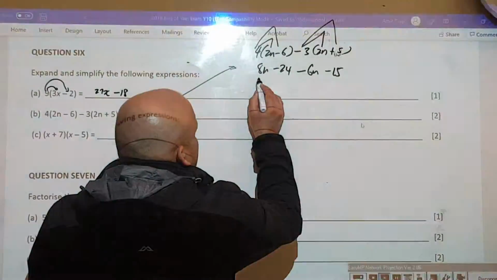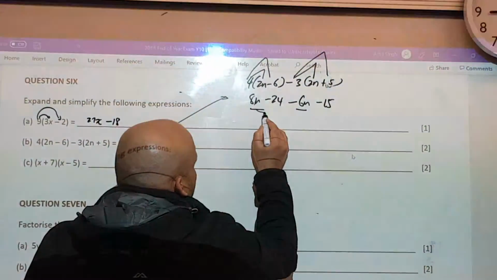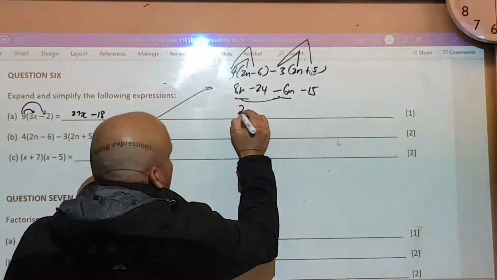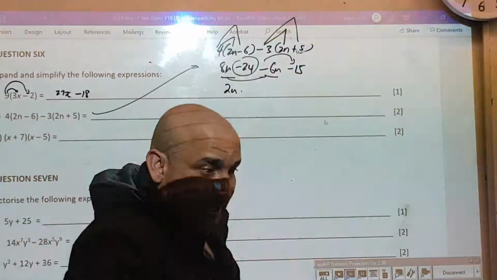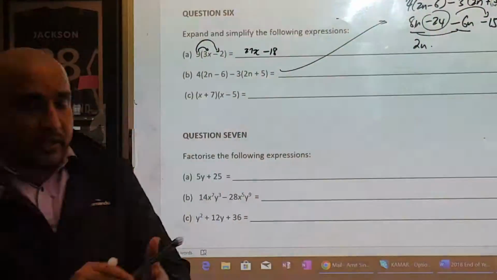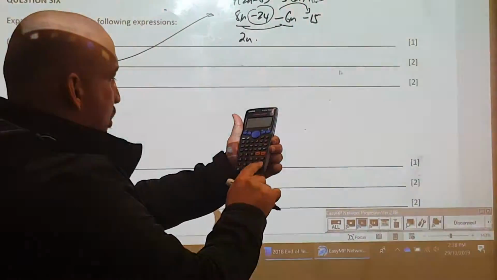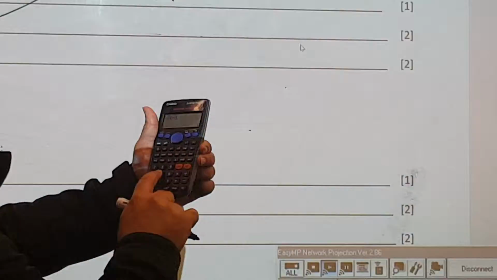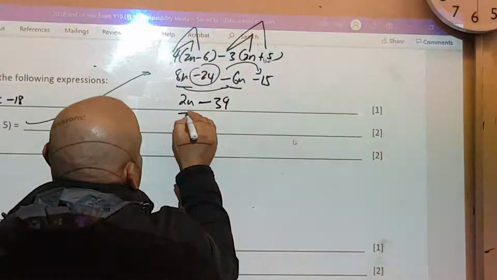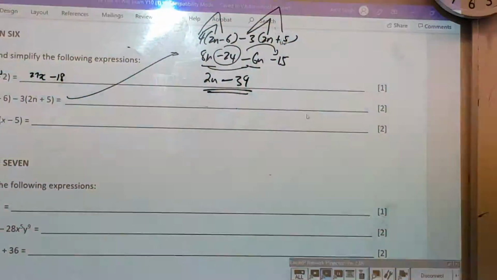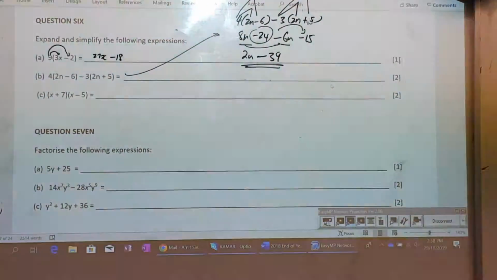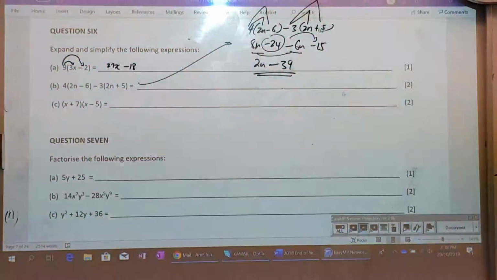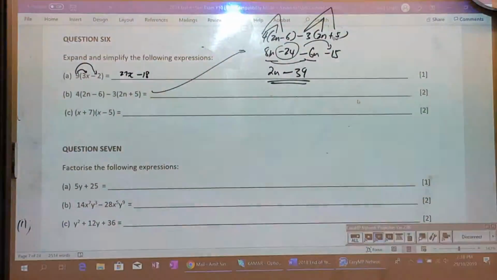Now you arrange the like terms. 8n minus 6n is 2n. Minus 24 minus 15. You can use a calculator there. You are allowed to use calculators. So minus 24 minus 15, you get minus 39. So that's your answer for B: 2n minus 39. Yep, we good. All sweet?